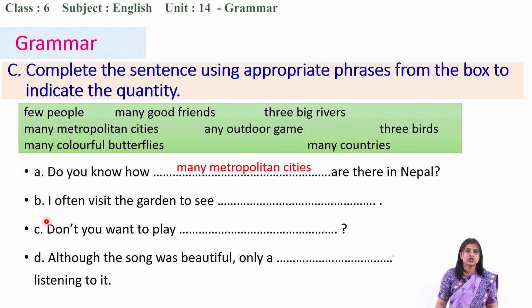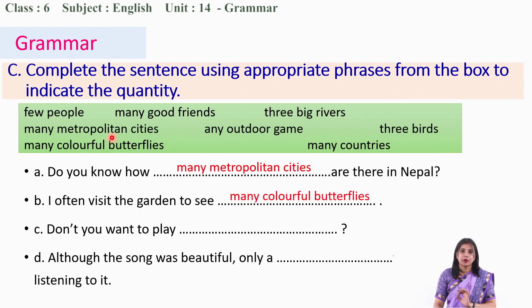Okay. The next one. I often visit the garden to see... What do you see in the garden? Flowers. Okay, very good. But is there flowers? No. So what have you written then? Good. Many colorful butterflies. Where there are flowers, there will be what? Lovely, cute butterflies, isn't it? Okay, so I often visit the garden to see many colorful butterflies.